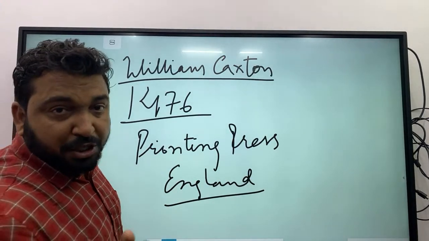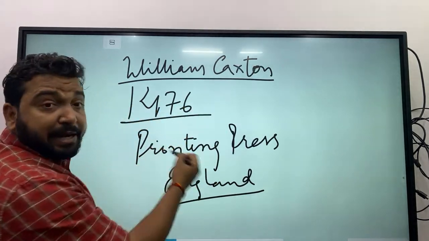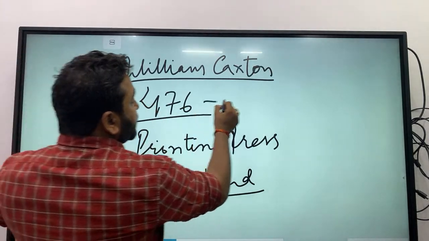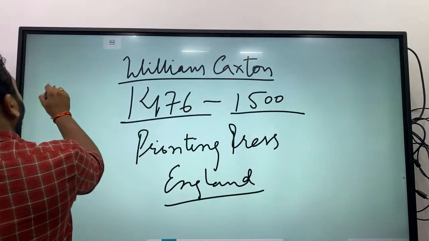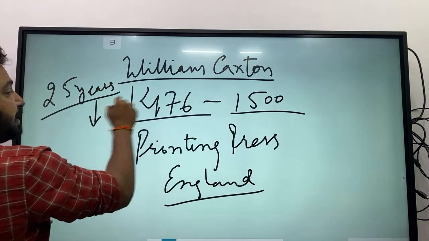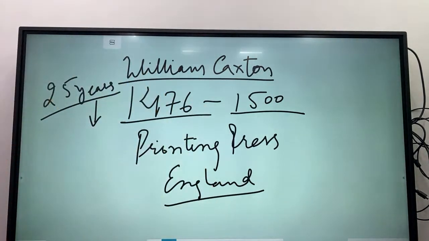One toughest question I have already taught in my previous lecture. The books printed after 1476, the printing machine came from 1476 to 1500, around 25 years. The books published in this particular time, a question of the NET exam, I am asking all my online students: what do we call the books published in the first 25 years?